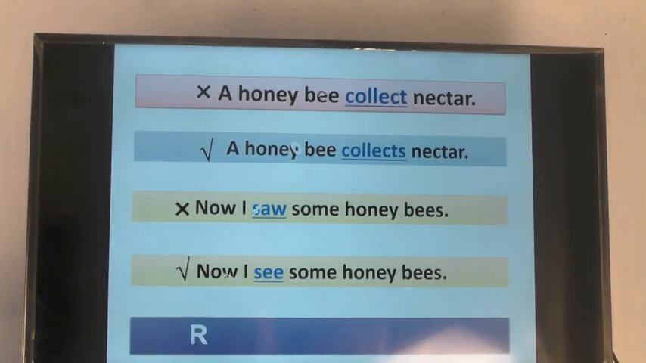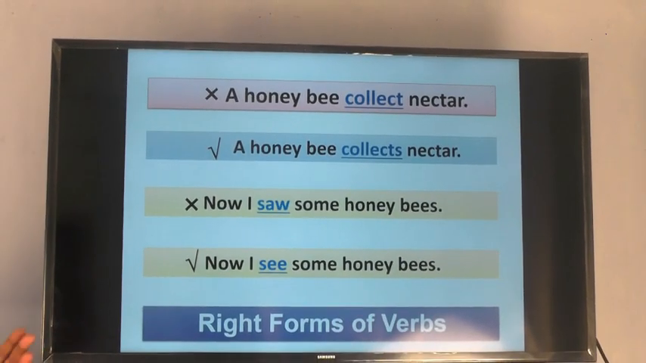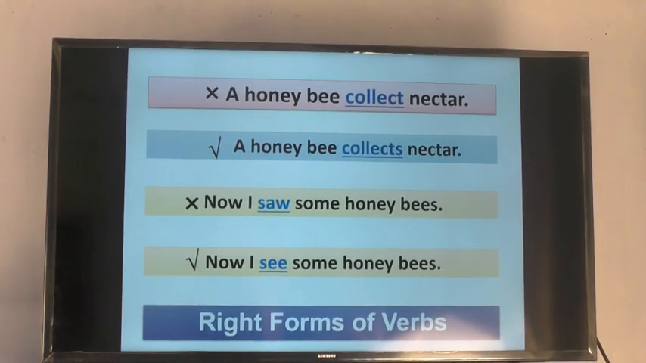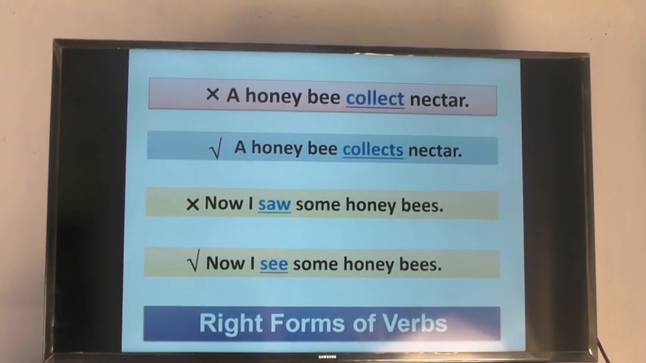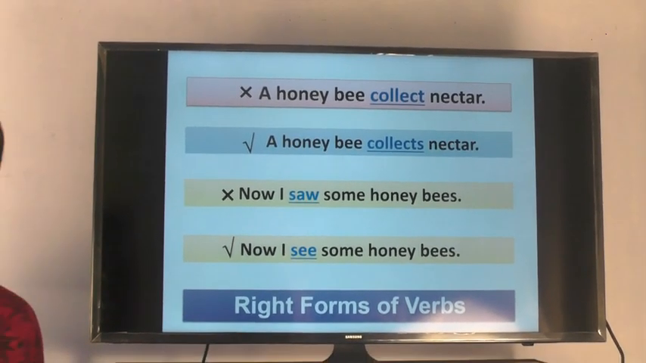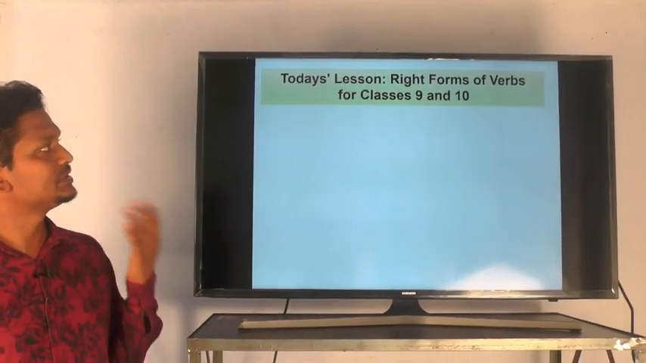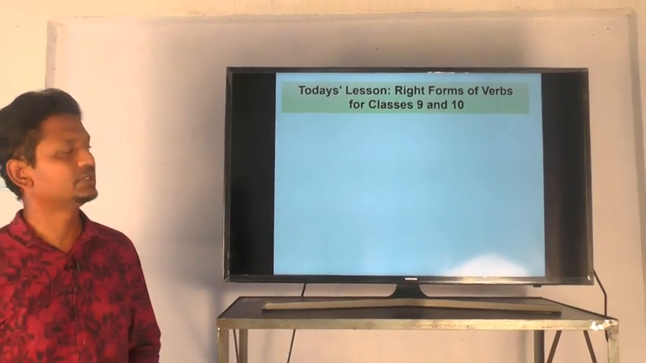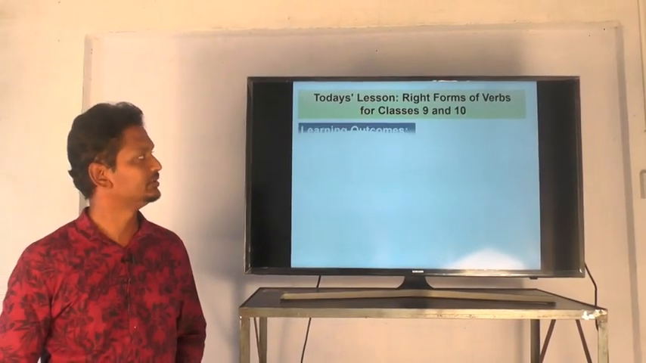And the verbs are collect, collects, saw, see. So, dear students, we should know the right forms of verbs and we should know how to use them. So, dear students, today's lesson is right form of verbs for classes 9 and 10.